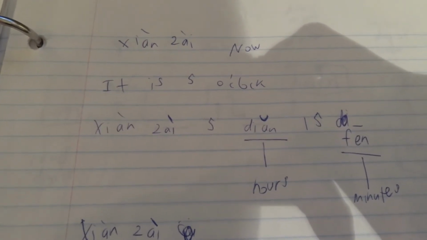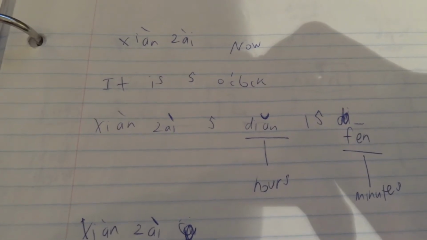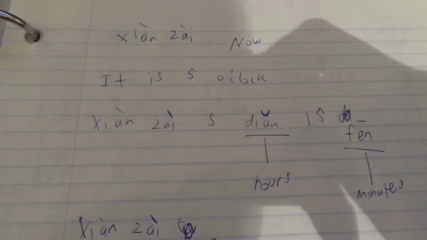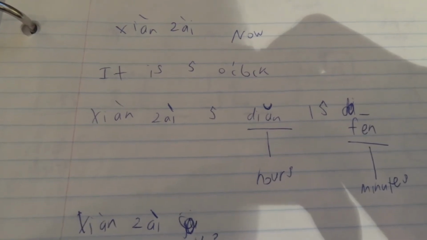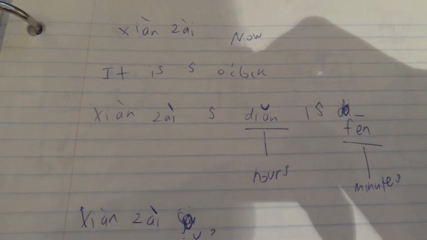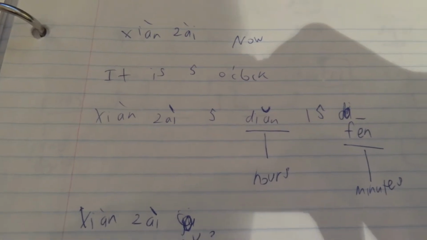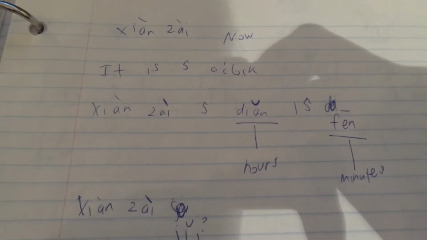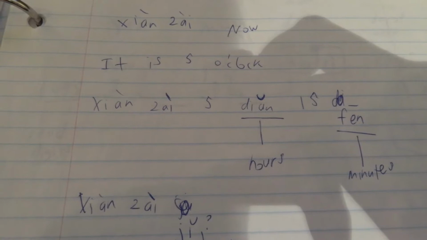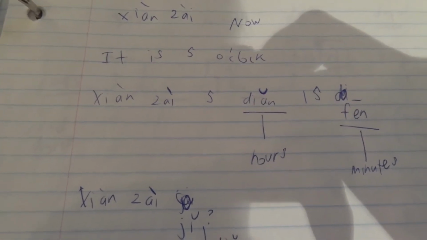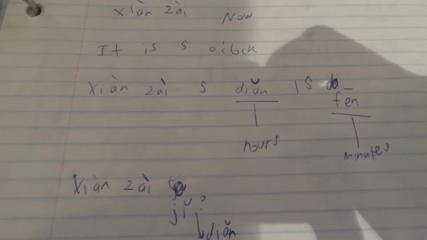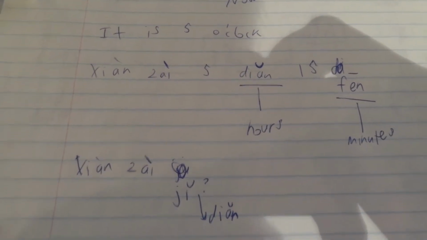现在5点. 现在5点. That's it is 5 o'clock. If you say 5:15, you would say 现在5点15分.